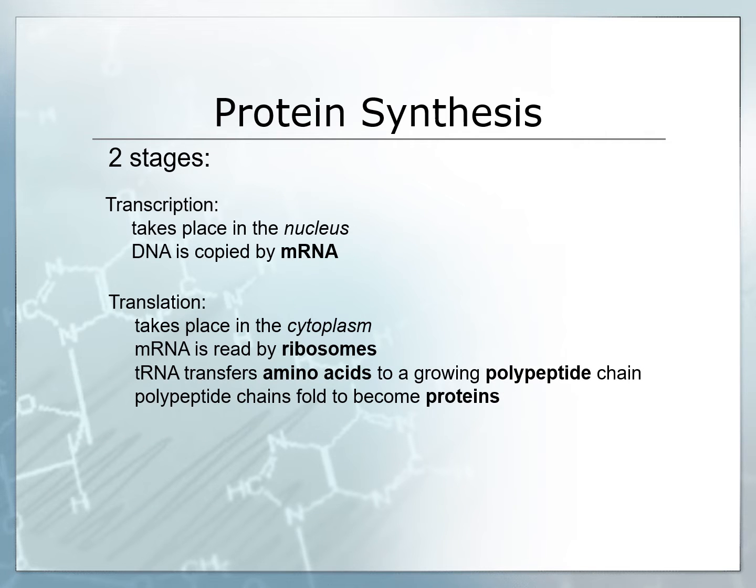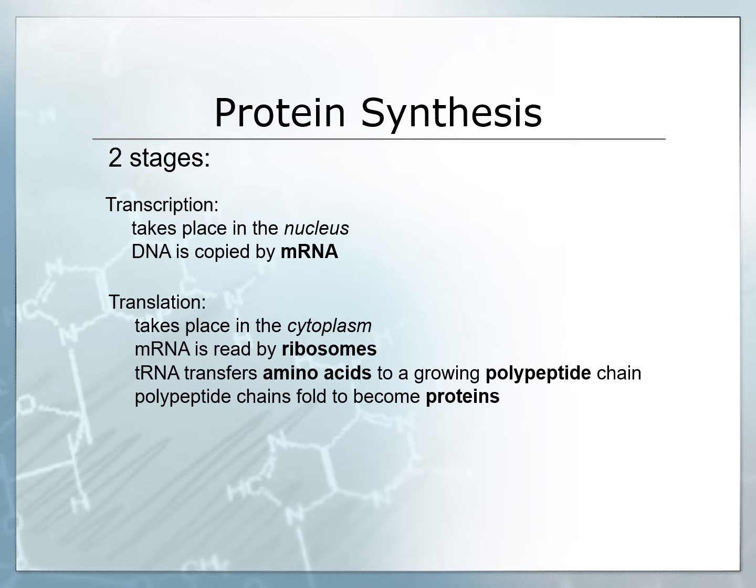To summarize, protein synthesis takes place in two stages. The first stage is transcription, which takes place in the nucleus. In this step, DNA is copied by messenger RNA, and then mRNA exits the nucleus and moves into the cytoplasm. The second stage is translation. It takes place in the cytoplasm. mRNA is read by the ribosome factories, where tRNAs bring in amino acids to form polypeptide chains, and later polypeptide chains will fold together to become proteins.